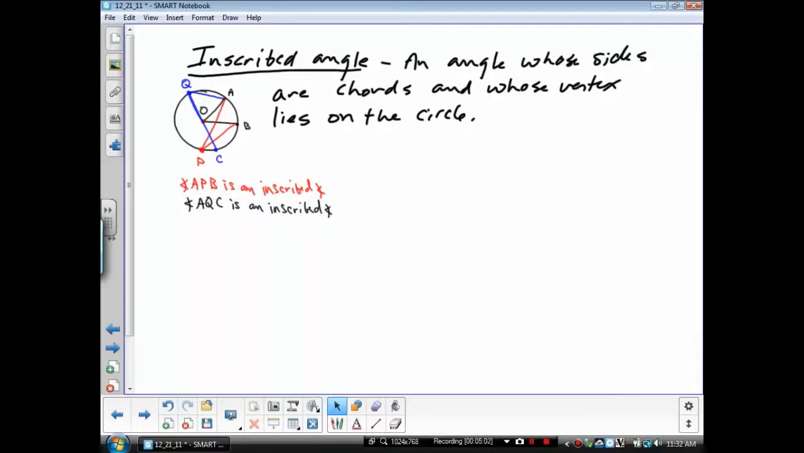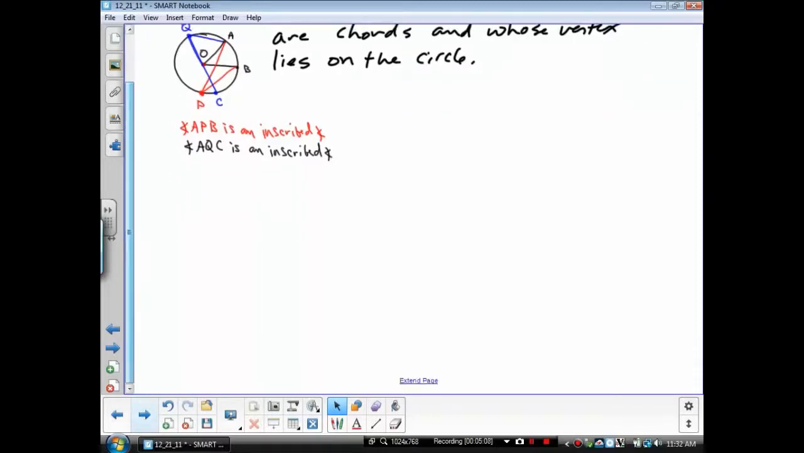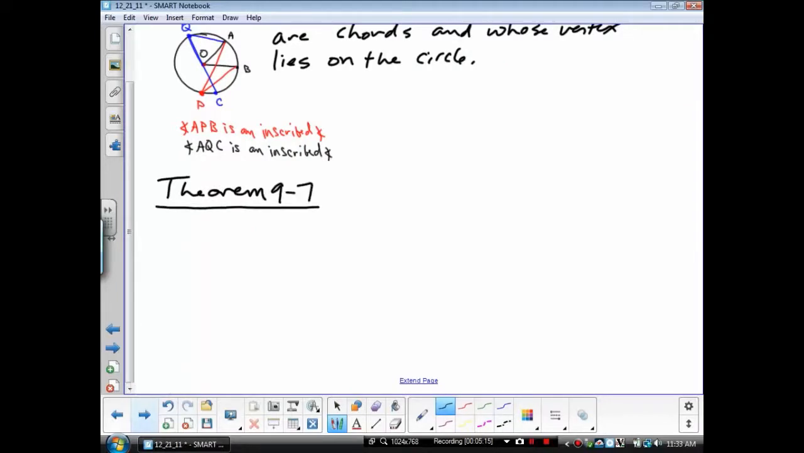Now, Theorem 9.7 deals with inscribed angles. Theorem 9.7 requires 3 cases to prove it. Because when you draw an inscribed angle, you can either have one of the chords be a diameter, like I have it here, or you can have both chords forming the angle so the center is not in the angle, or you can have the chords forming an angle so the center is in the angle.